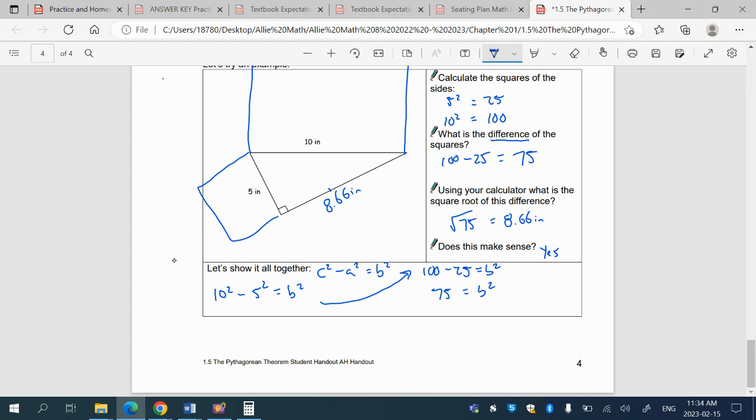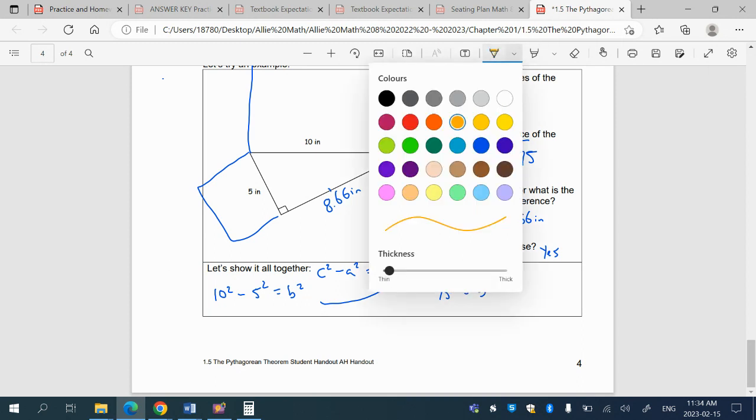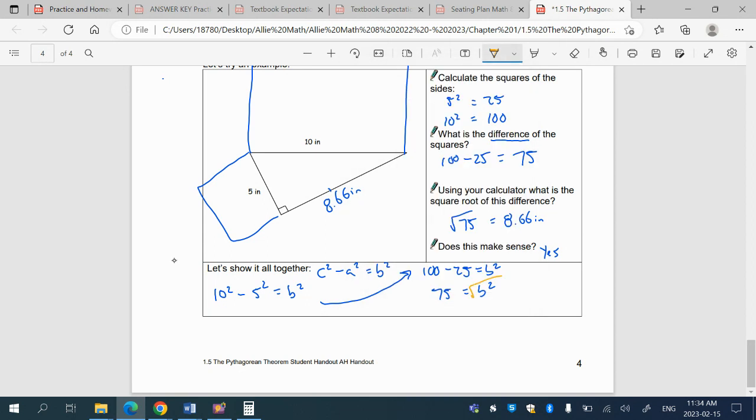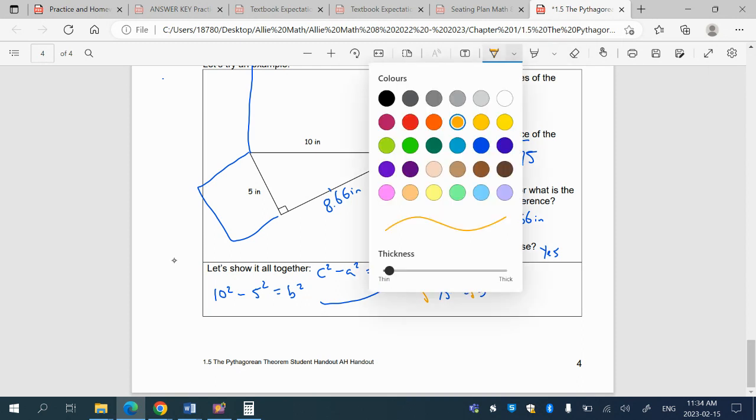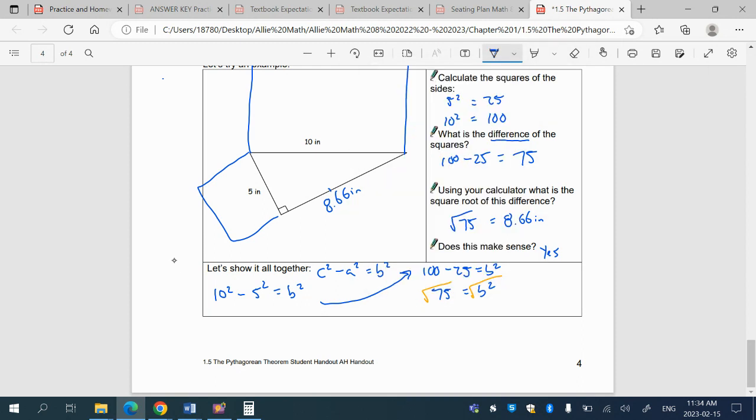And to get the exponent here away from the b, we need to take the square root of each side. And we find that b equals the square root of 75, which is 8.66 inches. Okay, another way we could have done it, we could have just used our regular formula, which is a squared plus b squared equals c squared.